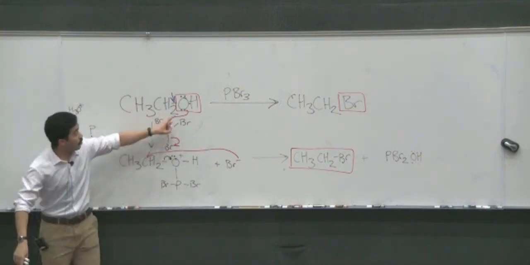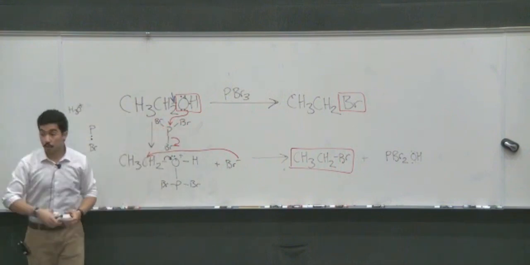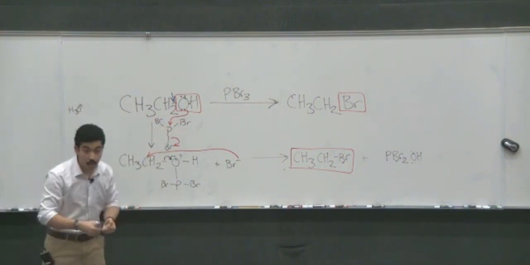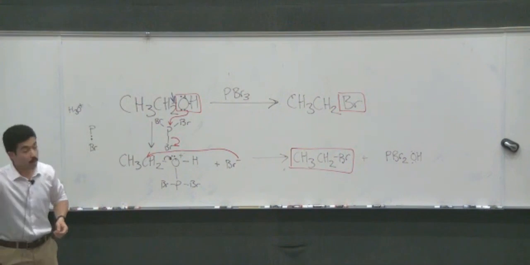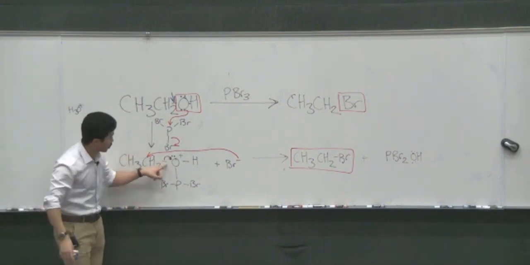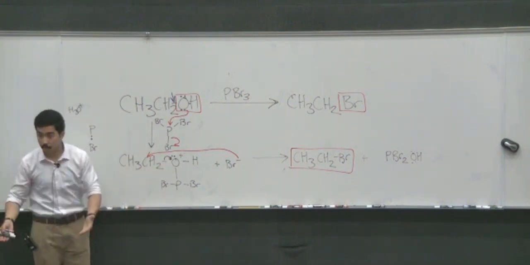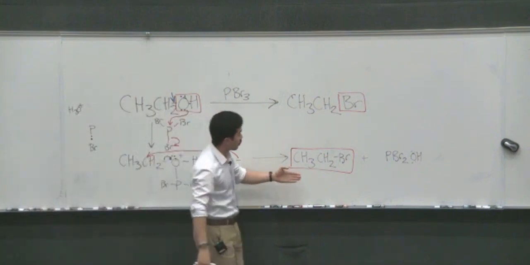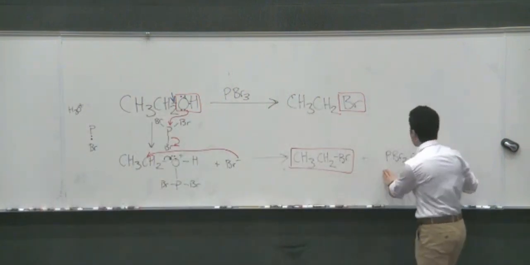That reason is donating to PBr, but PBr does 2 things. 1, it weakens that bond. 2, it gives a bromine. That bromine comes back in, attacks. This bond breaks because it's the most susceptible one, and we have successfully formed our alkyl bromide plus PBrOH.